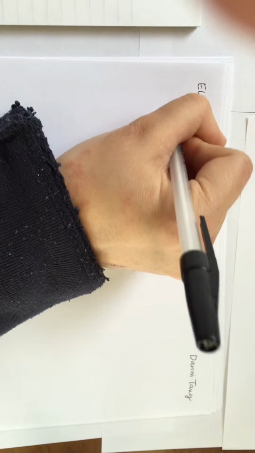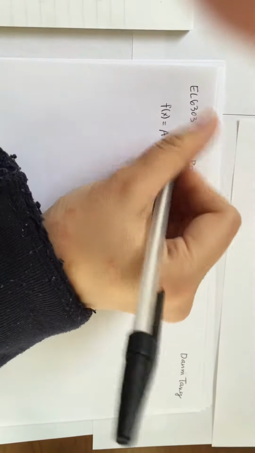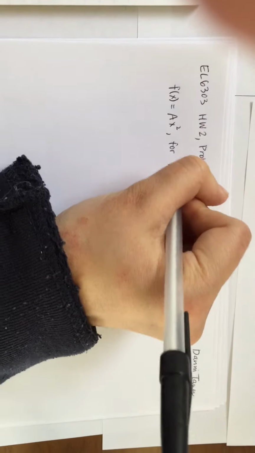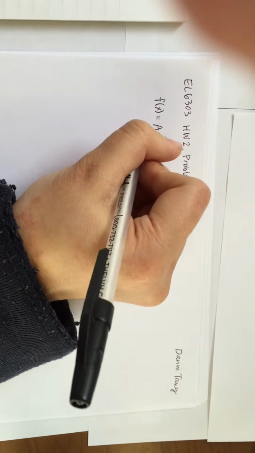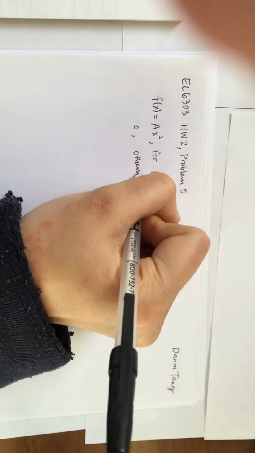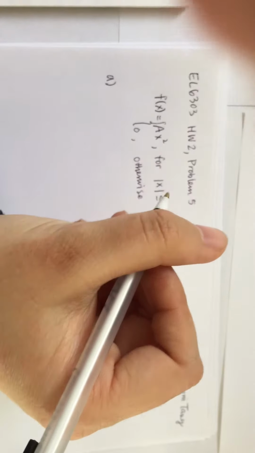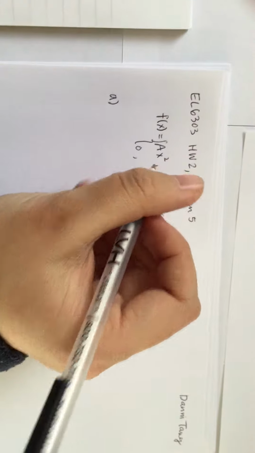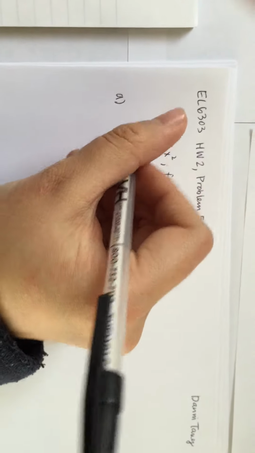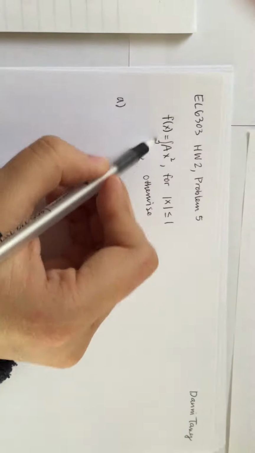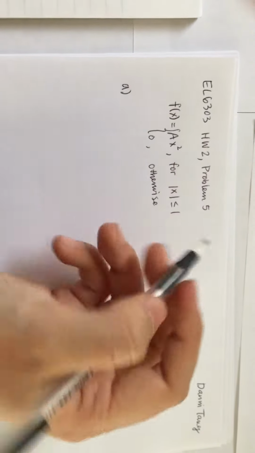We're given f of x equals a times x squared for absolute value of x smaller than 1, or 0 otherwise. Part A asks us to find a. Since f of x is a density function, we take the integral of f of x, set it equal to 1, and then find a.